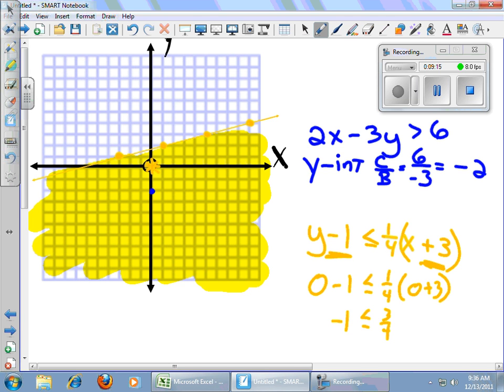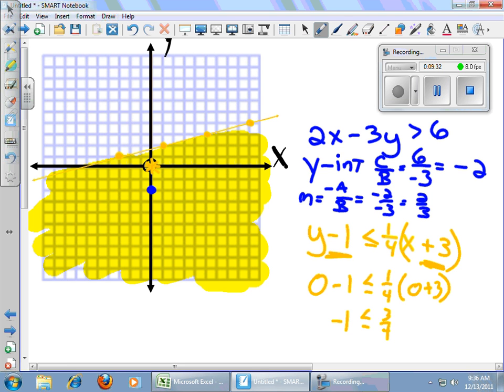Now I have a choice. I can find the x-intercept or find the slope. I think I'm going to go ahead and find the slope. I know that's -a over b. And in this case, that would be -2 over -3, which simplifies to 2 over 3.